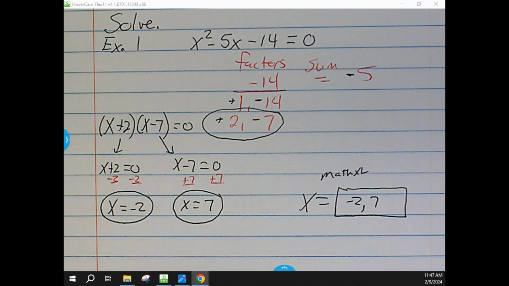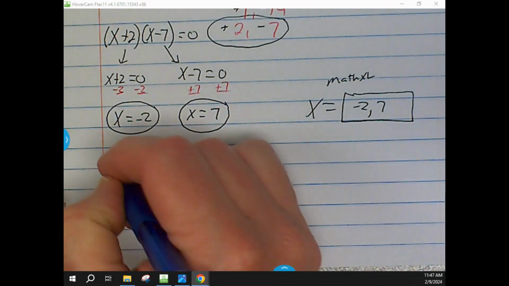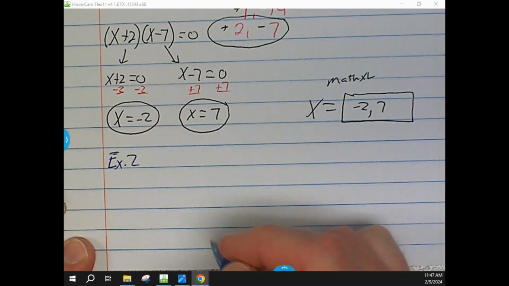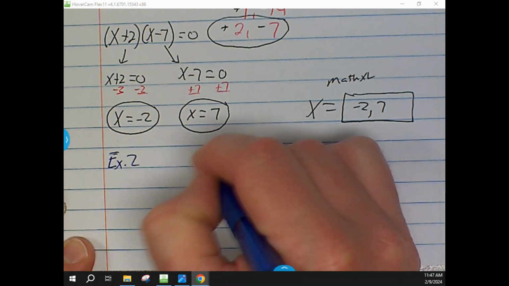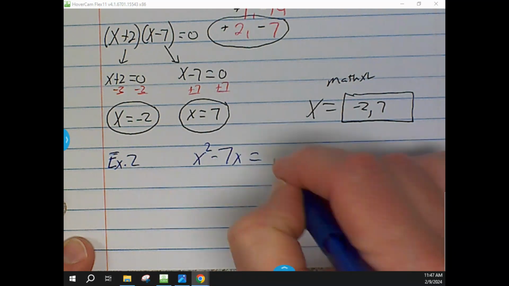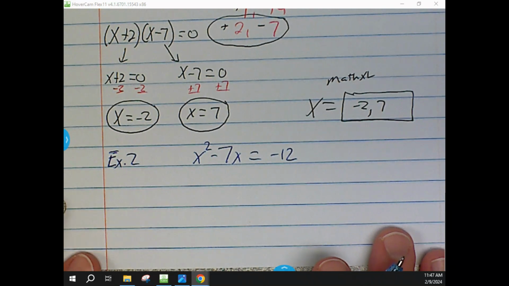Okay, so now let's do this one. So everybody all right there? All right, let's give you another one of those. Just a little bit different here. So let's go to x squared minus 7x equals negative 12.